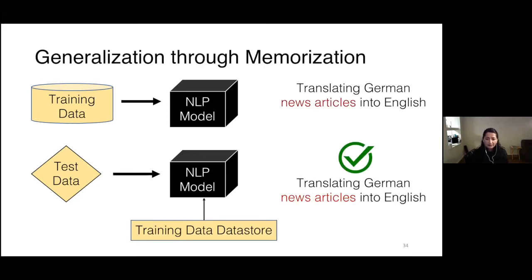So the first key result from my work that I'll show you is that when the data store contains the training data, the data the model was trained on, this method still results in improved generalization, even when the underlying base model is a strong baseline.